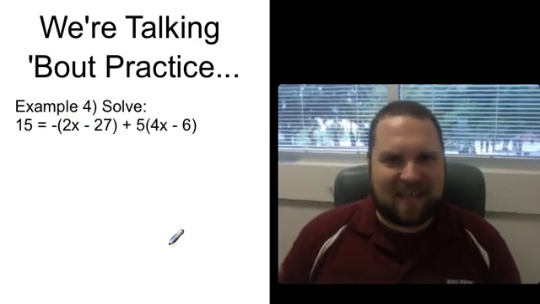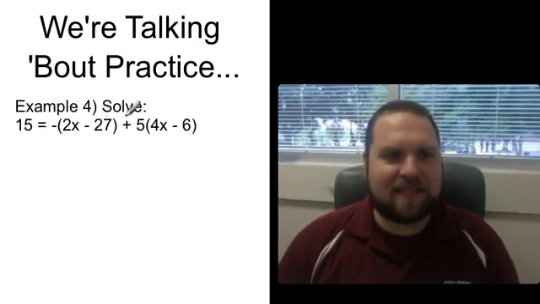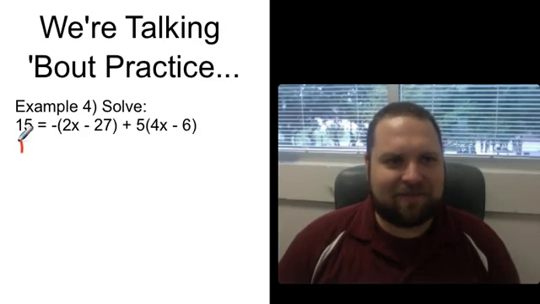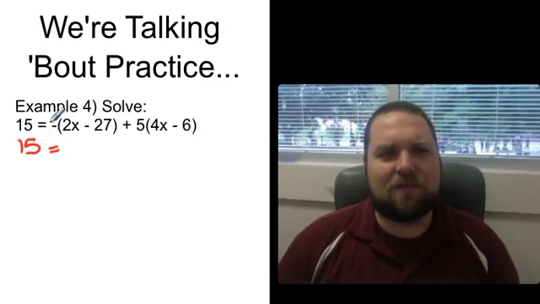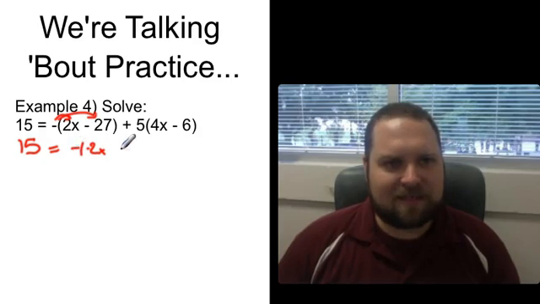So here it is, as ugly as this thing can get. We have to distribute twice, then combine like terms, and then solve a two-step equation. So we distribute, there's just a negative sign here. Do you recall what that means? That means we're distributing a negative 1 throughout those parentheses. So I have negative 1 times 2x, negative 1 times negative 27.